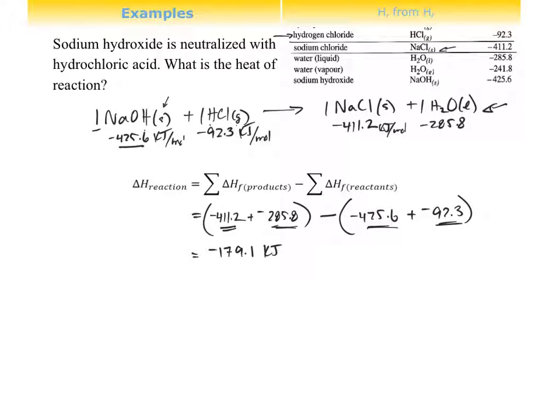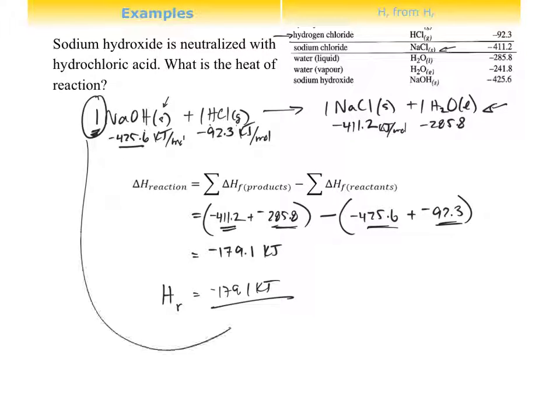Now, if there was a number other than 1 here, what I would say is the molar heat of reaction would be negative 179.1 kilojoules divided by whatever that number is there. Since it's a 1 this time, the molar heat of reaction for this one is the same as the heat of reaction, or negative 179.1 kilojoules per mole.